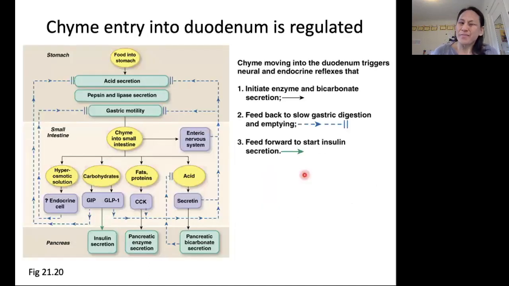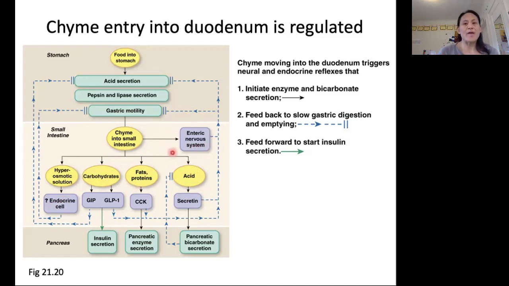So here is a bit of a closer look at the regulation of chyme entry into the duodenum. I know this is a very busy figure, but really the take-home messages are right here on the right side. To walk you through it, basically what I want to do is draw your attention here. So this is where we have our chyme entering the small intestine. What it's going to do is basically the presence of the components of that chyme are going to activate the secretion of a variety of hormones, as well as activating the enteric nervous system.